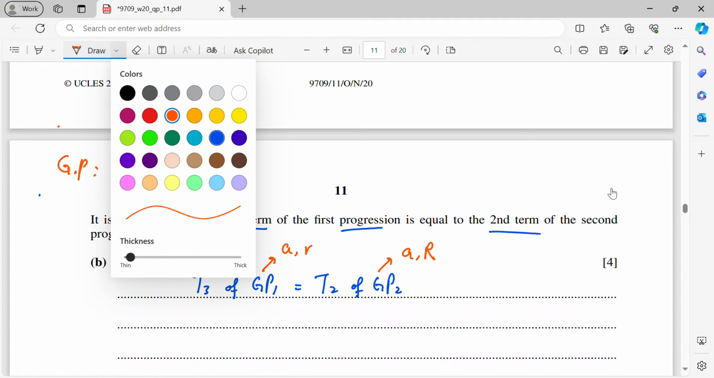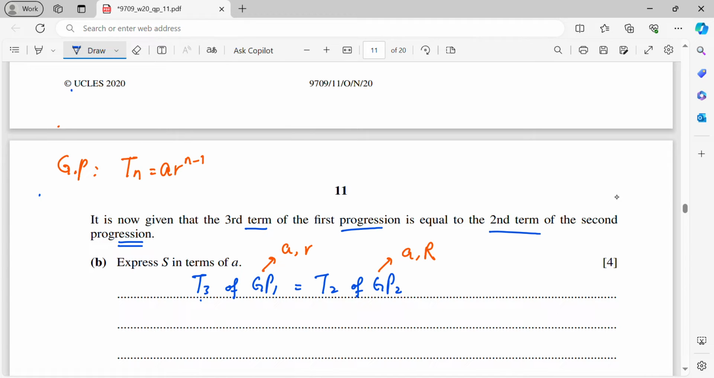So from here, given the third term is supposedly A r squared. So it will be A r squared. The second term is AR. When you refer to this formula, replace the n by 2, so 2 minus 1 is 1, AR. So now I'll get A capital R. From here, I can just divide by A, cancel off the A from both sides. Then I will get r squared equals capital R. This is my first equation.